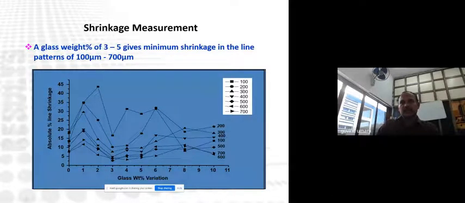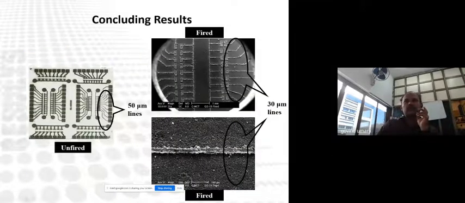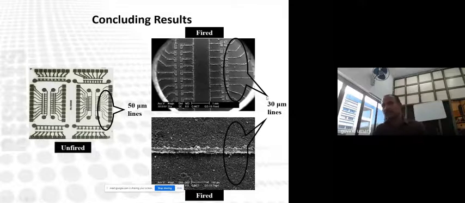These are the 100, 200, 300, 400 micron line space patterns, where we can see that around 3 to 5% glass is the more precise, optimum composition to have the least shrinkage over the range of 100 micron to 700 micron. Ultimately, this image you must have seen previously with Dr.